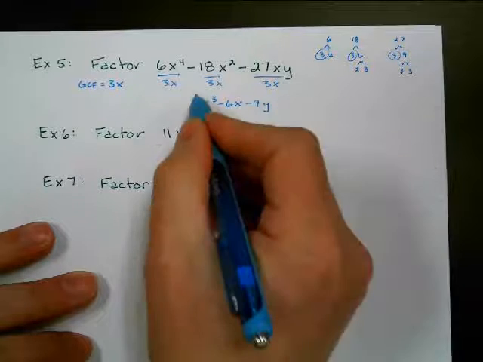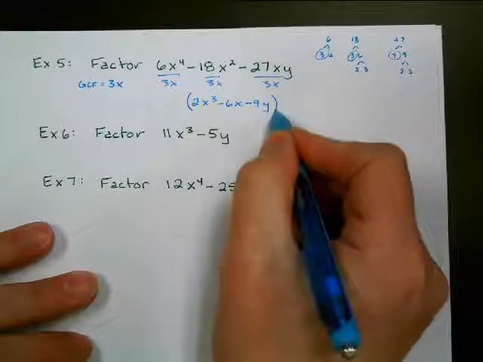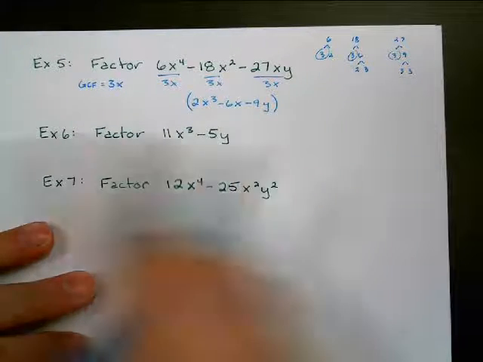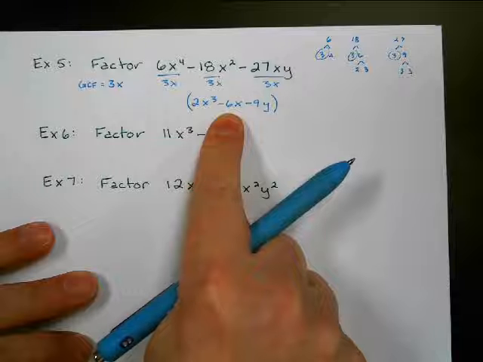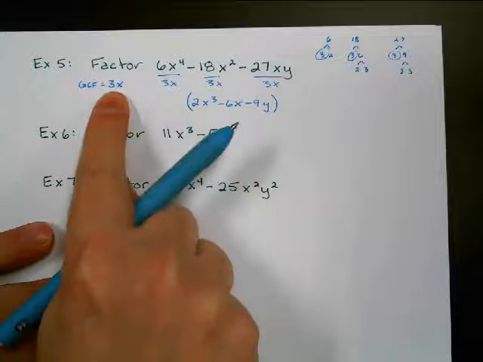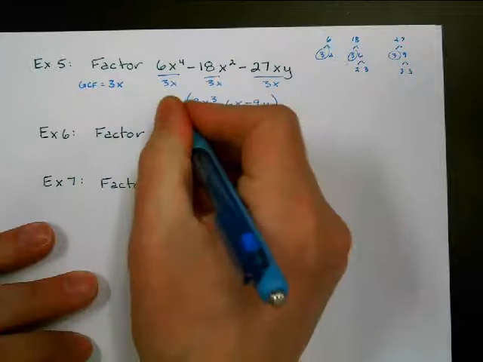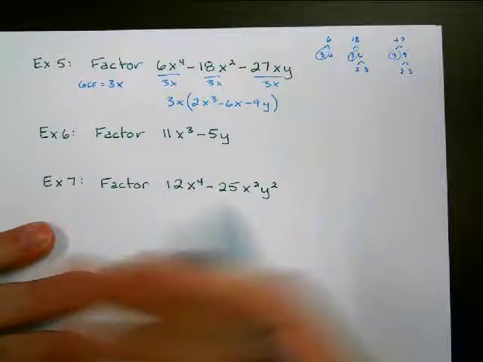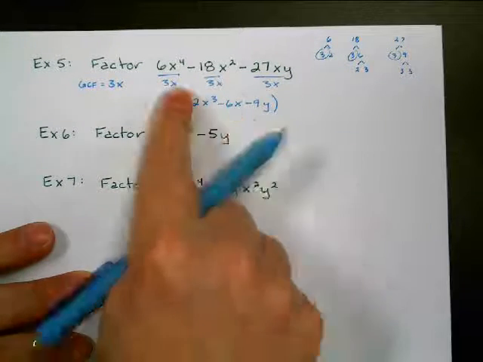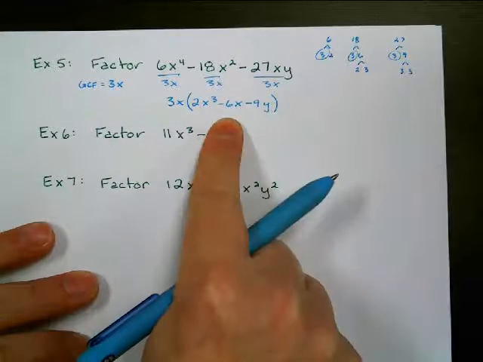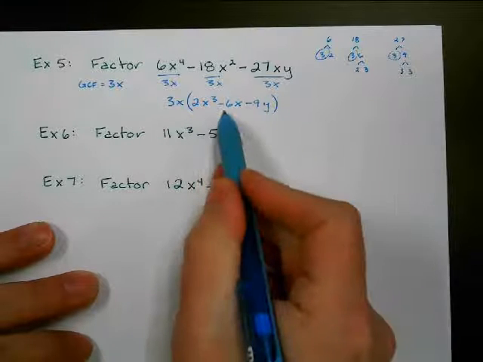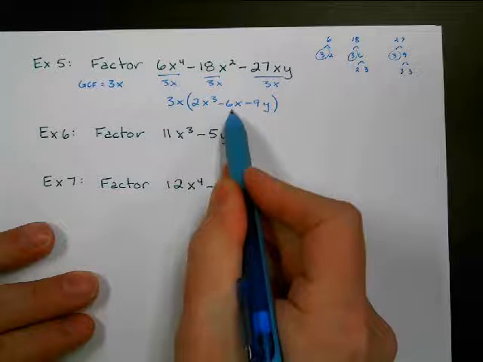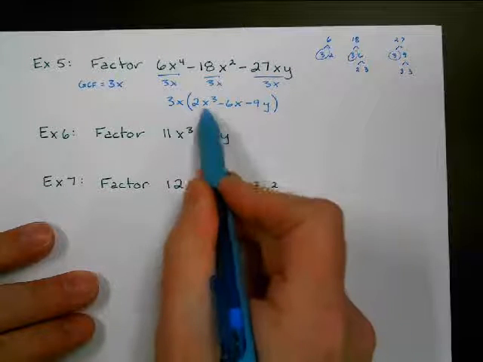Third step, put parentheses around the quotient. So there's our parentheses. Last step, put the GCF outside. And now we've got a multiplication problem. So we've undone multiplication by dividing out the GCF. Now looking here, you can see that we have successfully gotten the greatest common factor because none of these have any common factors here.